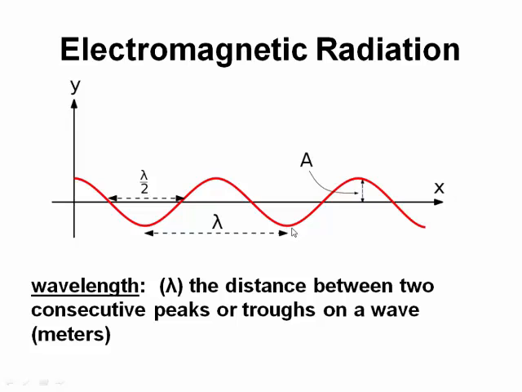That same distance can be seen if we go from here, crest to crest, that also would be a wavelength. So you can look at the top two peaks or crests, or you can look at the bottom troughs between two waves, and that's going to be your wavelength.